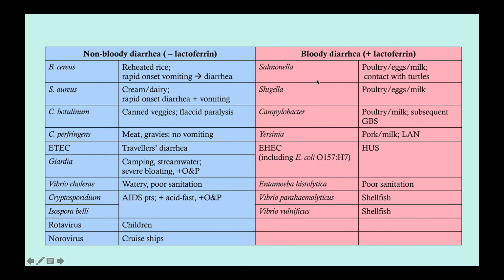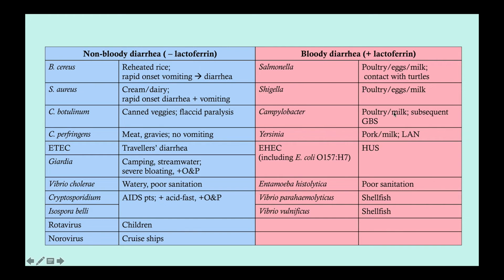Salmonella is contact with turtles. I don't know anyone with a pet turtle. Maybe you do. But you'll want to know that because it's very specific. Turtles have a lot of Salmonella on them. So if you have pet turtles, you're at risk for Salmonella poisoning, Salmonellosis. And so that may come up on the test. Shigella, really nothing there. Poultry, eggs, and milk. Campylobacter, usually poultry and milk.